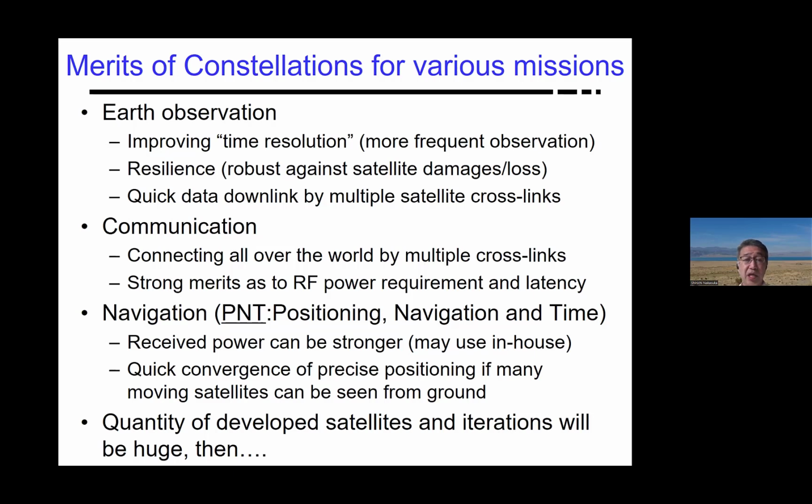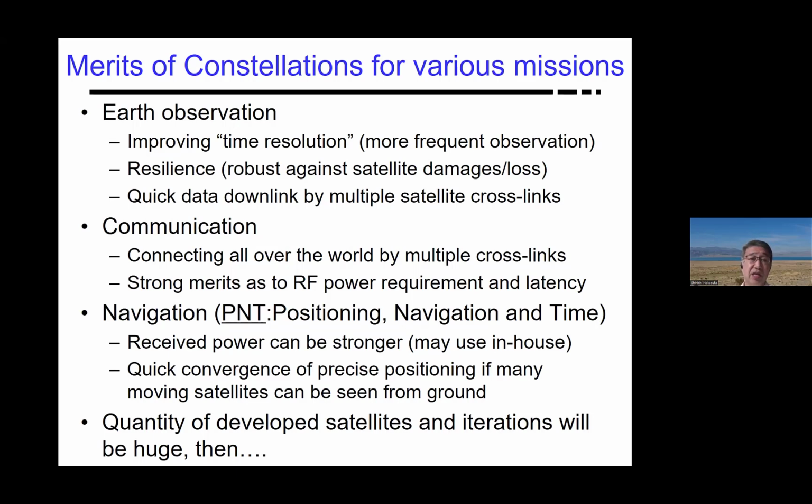As to the navigation, position, navigation, and time information can be distributed from the low Earth orbit satellite, and as a result, received power can be stronger, and also you can use the GNSS information even indoors. And the quick convergence of precise positioning can be possible if many moving satellites can be seen from the ground.